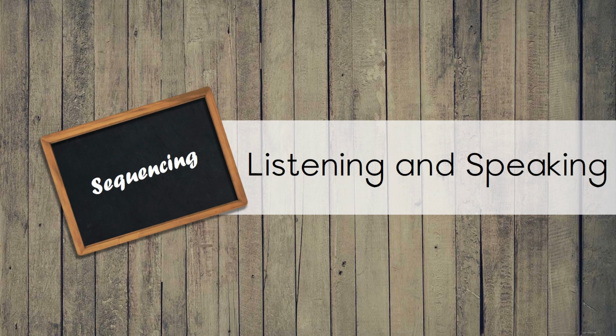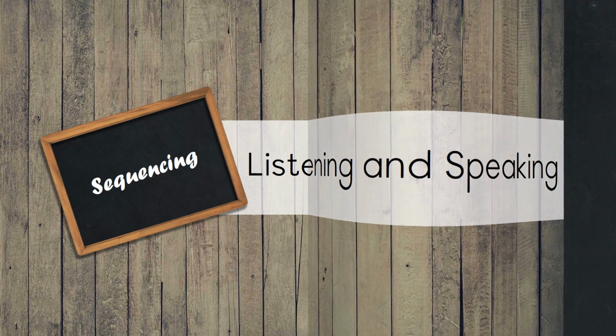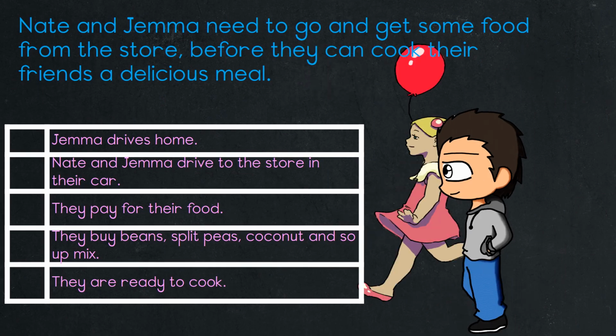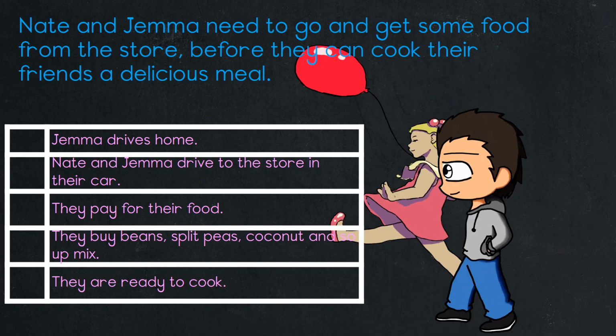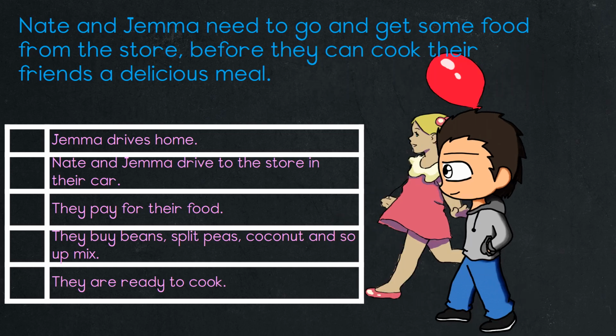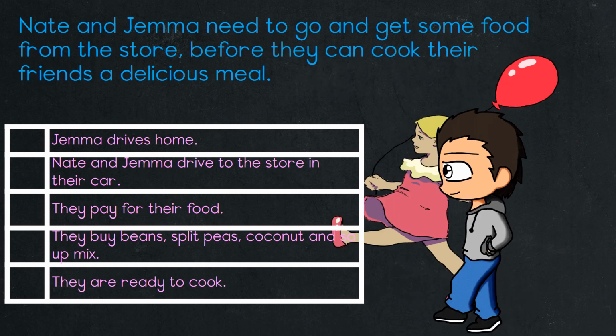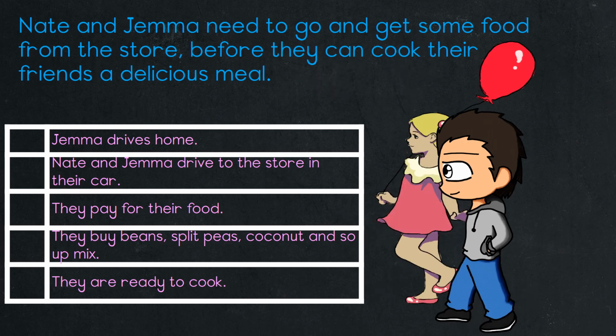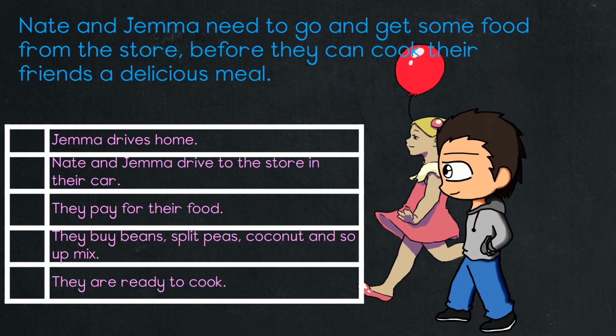Listening and speaking. This week in listening and speaking, you need to listen to a complex sequence of instructions and respond appropriately. Here is an example of the activity you will need to do in your booklet. The story says, Nate and Gemma need to go and get some food from the store before they can cook their friends a delicious meal.